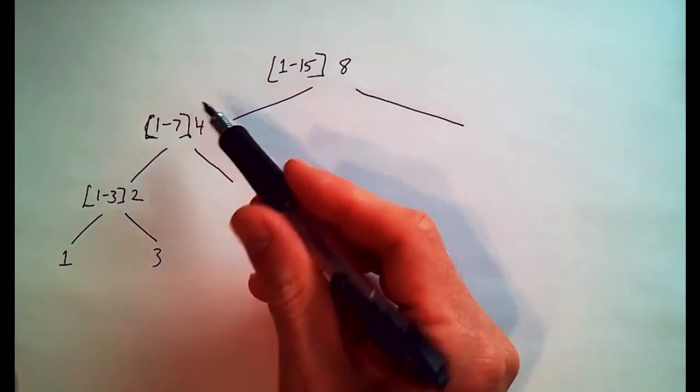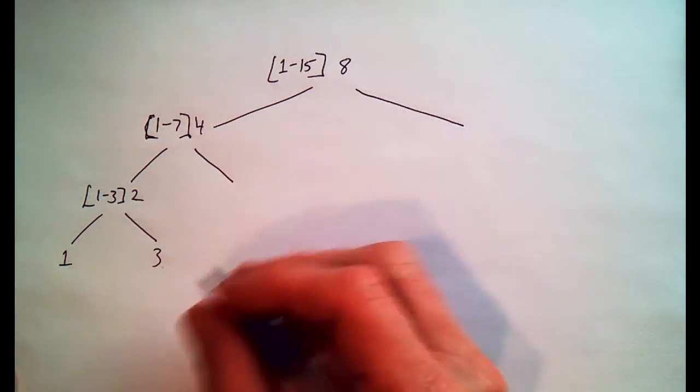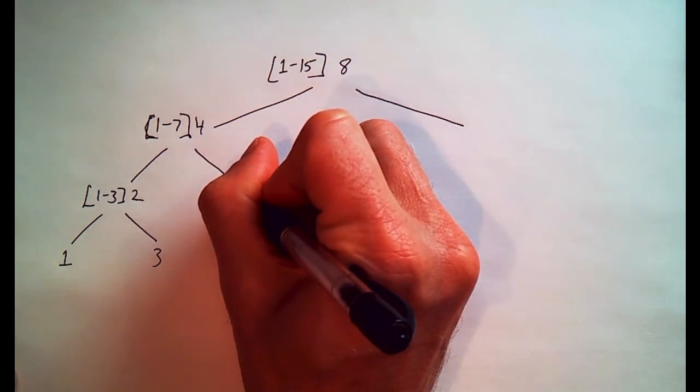Going back, if our guess was 4 and we were too low, we now know that our value must be greater than 4, but it must be less than 7.